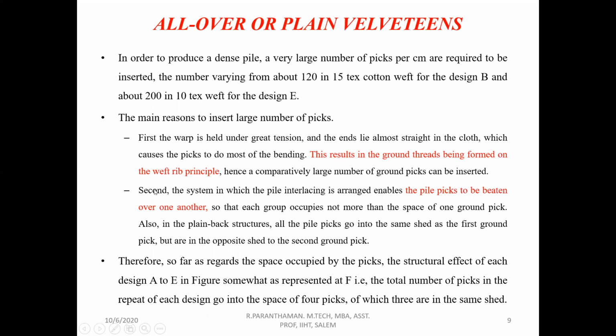Okay. Then the second one: the system in which pile interlacing is arranged enables the pile picks to be beaten over one another, so that each group occupies not more than the space of one ground pick. Also, in the plain structures, all the pile picks go into the same shed in the first ground pick, but are in the opposite shed in the second ground pick. So here we are having the dense picks and heavier weft. That is the main reason.